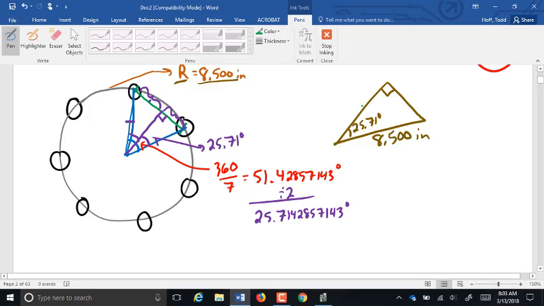Which side do I want? Do I want this side? No. I want this side. That's going to give us this piece here, which is half of what we want. We'll have to double it once we find it. You get the distance center to center between both holes.